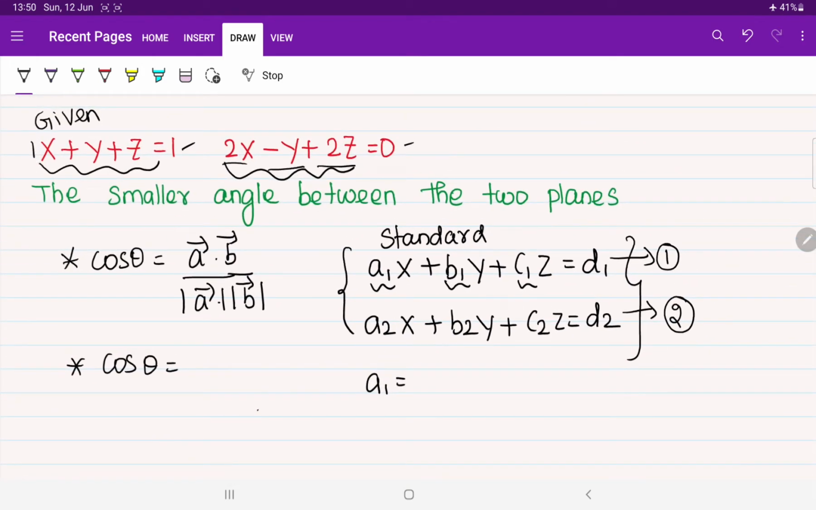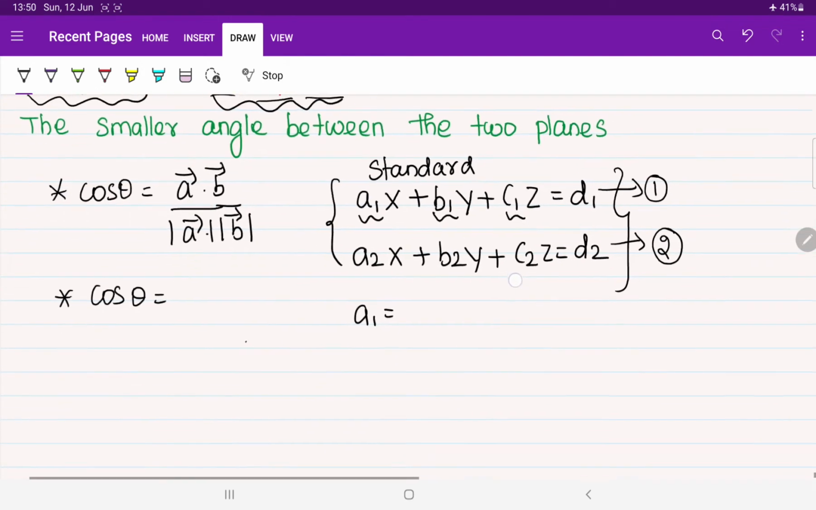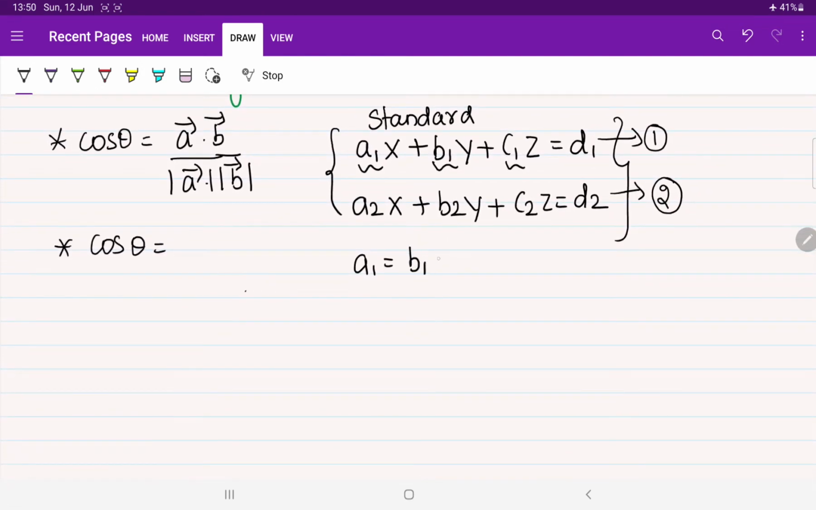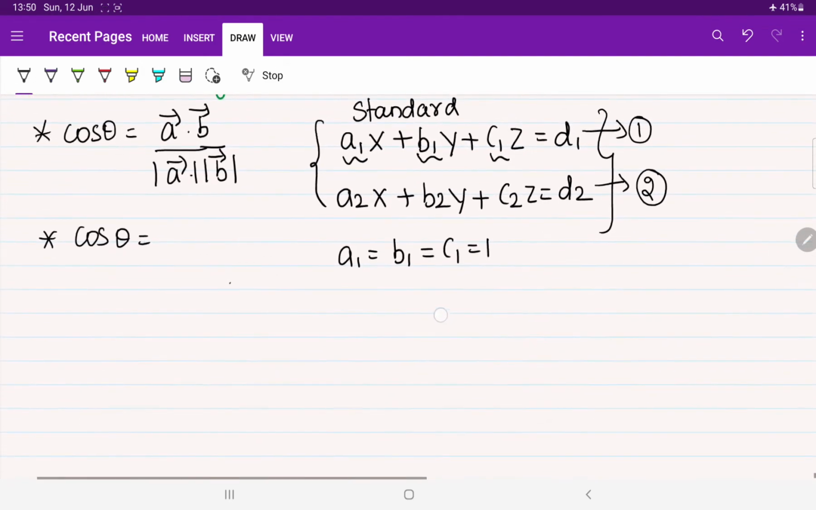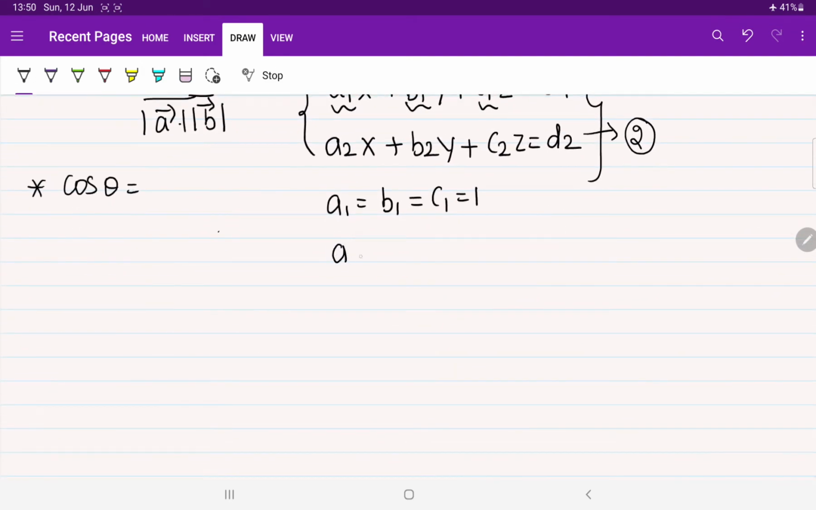Value of a1 equal to 1, value of b1 also equal to 1, value of c1 also equal to 1. So a1, b1, c1 values all are 1 only. Similarly, if you observe the second one, a2 equal to 2, b2 equal to minus 1, c2 equal to 2. So a2 and c2 both are 2 only, but the value of b2 is equal to minus 1.